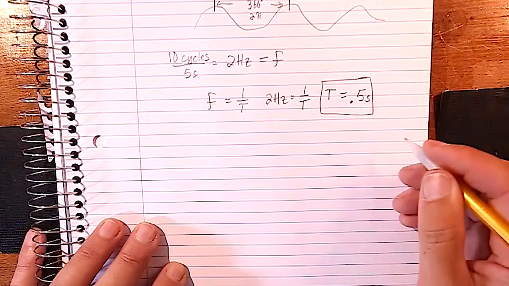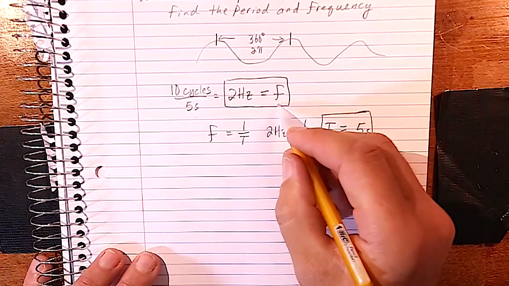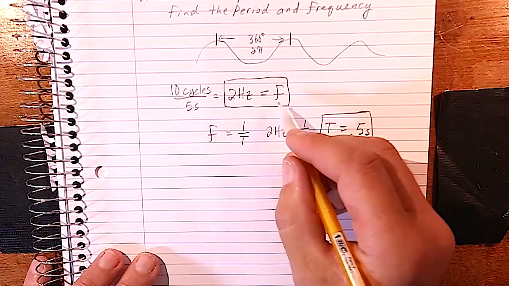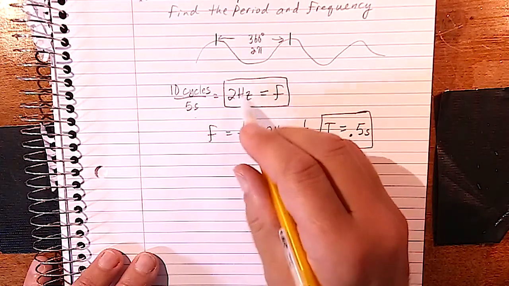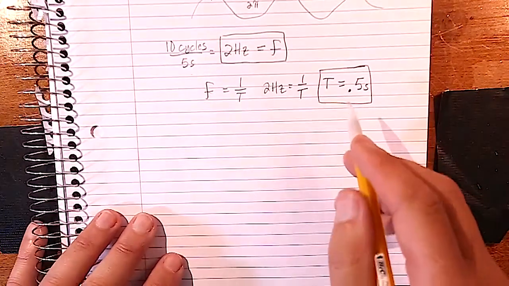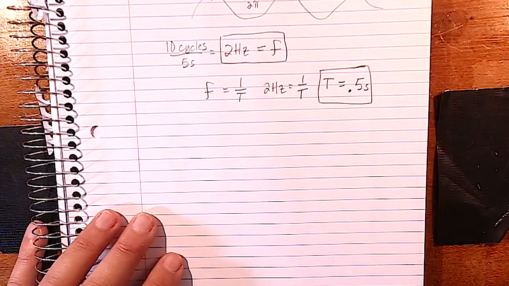So let's go back and look at what these two things are saying. This is saying that the frequency is how frequently the wave is oscillating. This is about the vibration. It's going up and down 2 times in 1 second. This is saying the time for the full cycle to go by is 0.5 seconds.